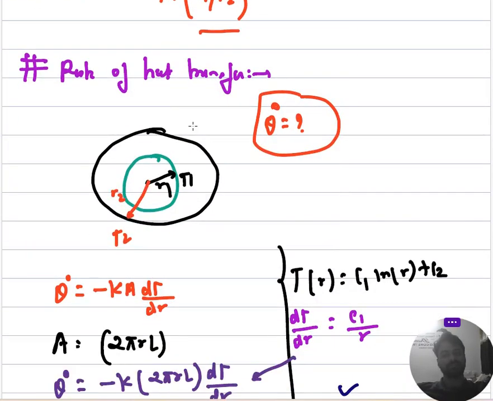But let's say rate of heat transfer. One second. Hello.